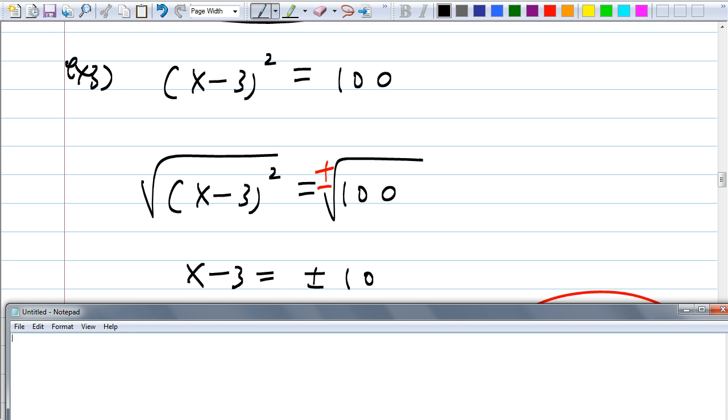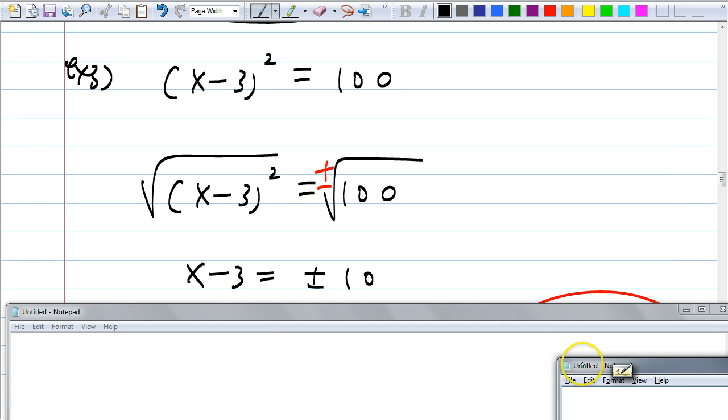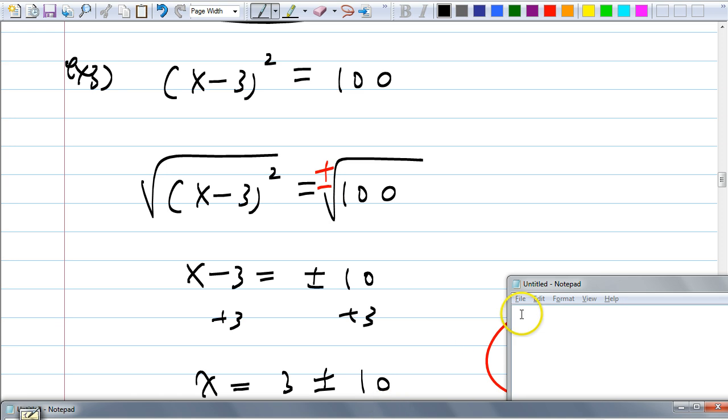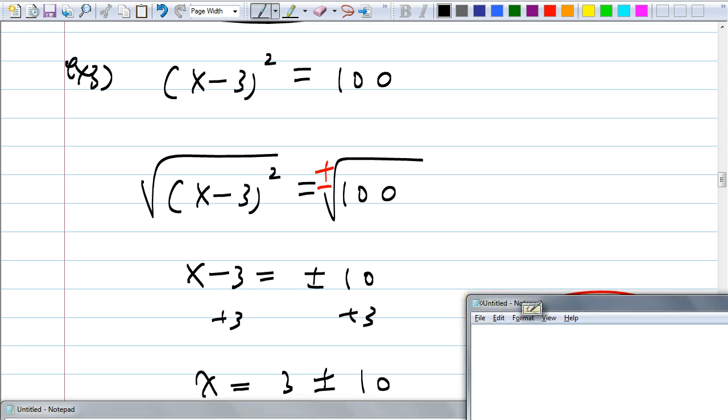Very good. Now, how do I solve for x in this case? What do I do next here to get x by itself? Because is this our answer? No. Chuck, what do I do? Add 3. Add 3 to both sides. Exactly right. And so we get x equals 3, positive or negative 10. Is this our answer then?